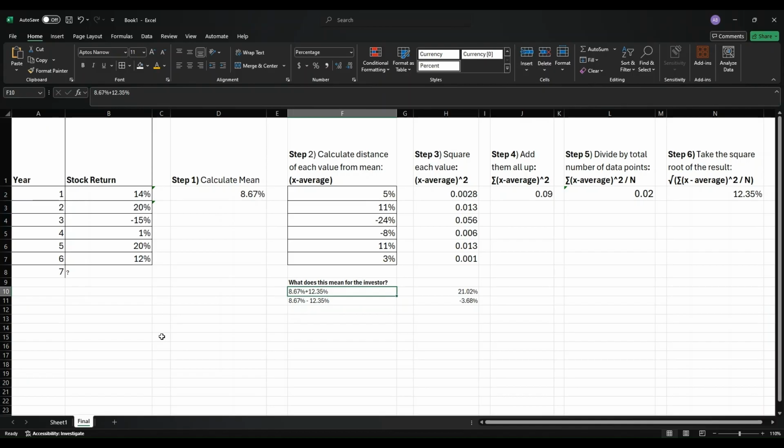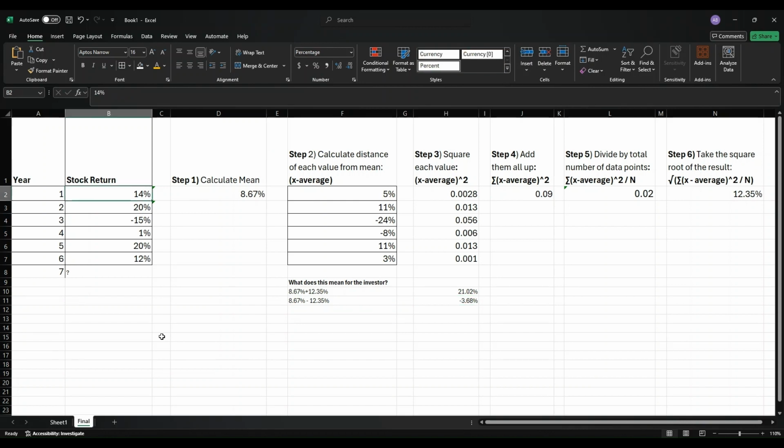I'm not going into how likely it is that we will get above the mean return or below the mean return. Just understand this for now, that it is possible that your expected return can vary by the value of the standard deviation. So you may expect 8.7, but you may also get 21.02 or negative 3.68%.